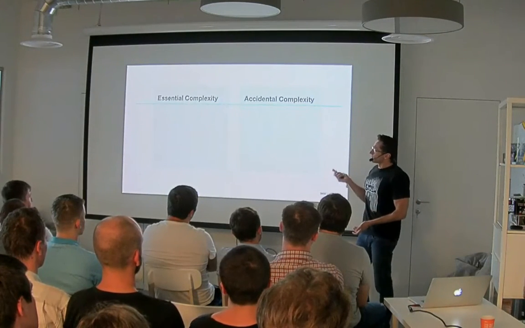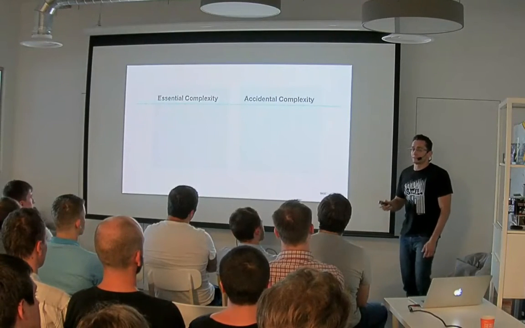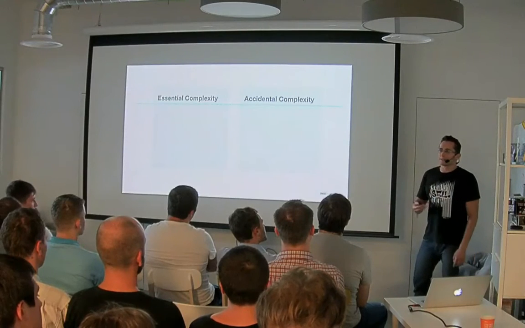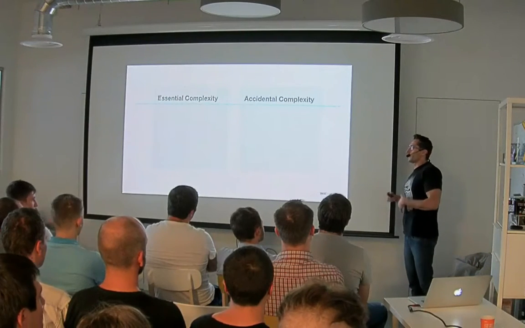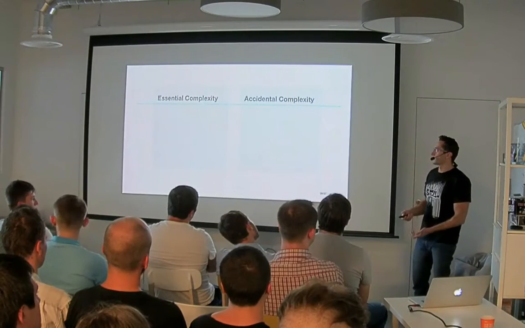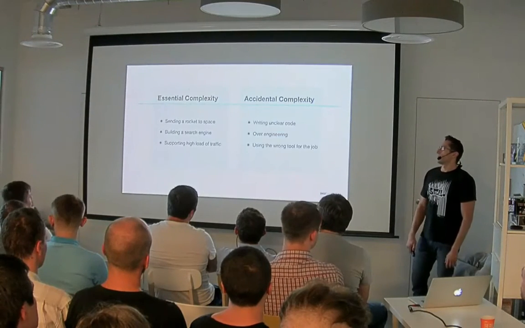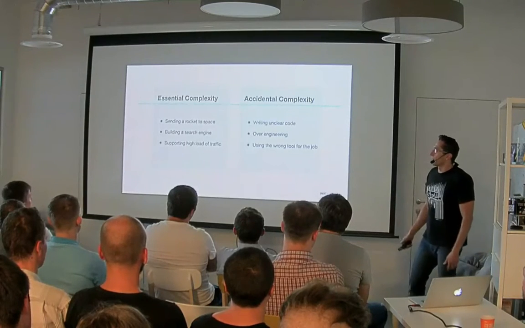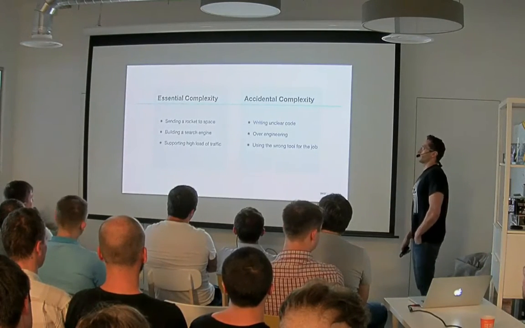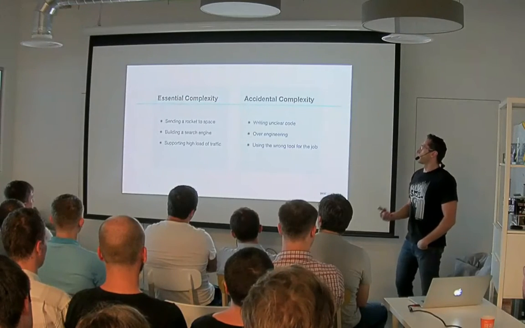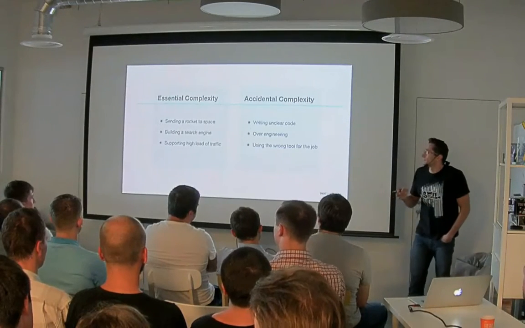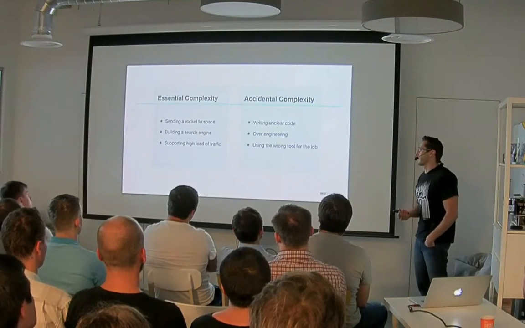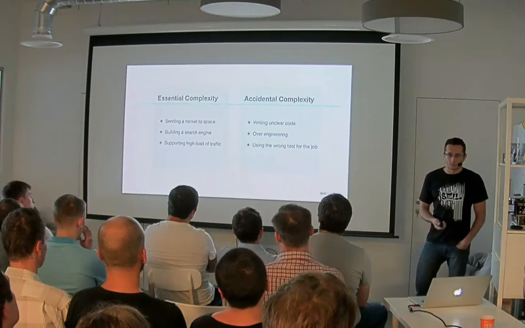And accidental complexity, on the other hand, is something that we can control. This is something that we introduce to the code by the way we choose to implement something. Let's see a few examples. An essential complexity, like a really hard problem, is sending a rocket to space, building a search engine, supporting a high load of traffic. An accidental complexity depends on us: writing unclear code, over-engineering stuff, or using the wrong tool for the job.